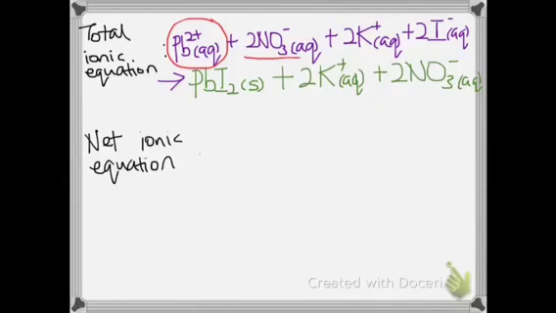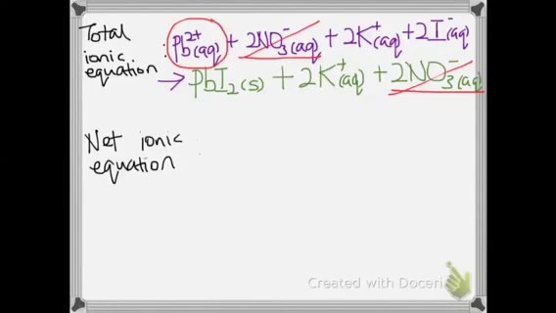For nitrate, NO3- (aq) appears in the reactants. It also appears in the products. Therefore, before and after, there is no change. There is no change to the nitrate ions. Therefore, it is a spectator ion and it can be cancelled out.